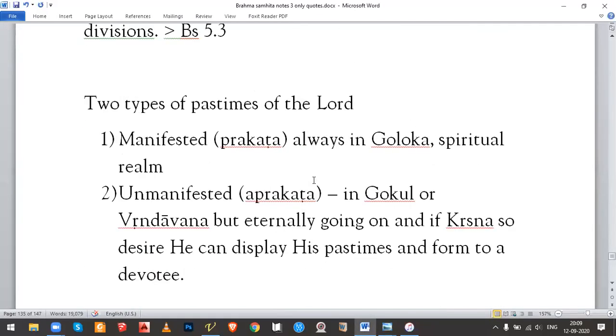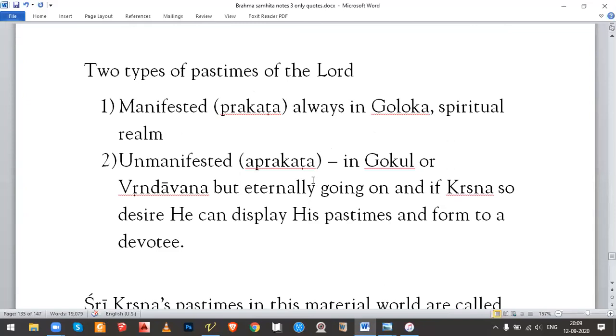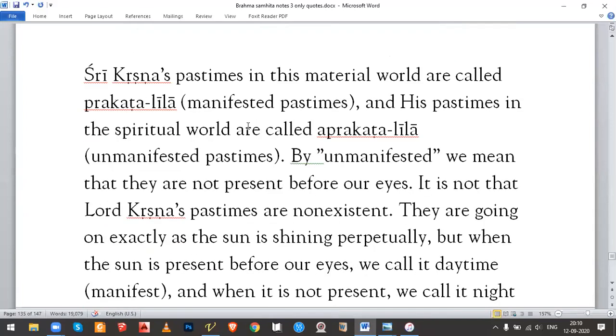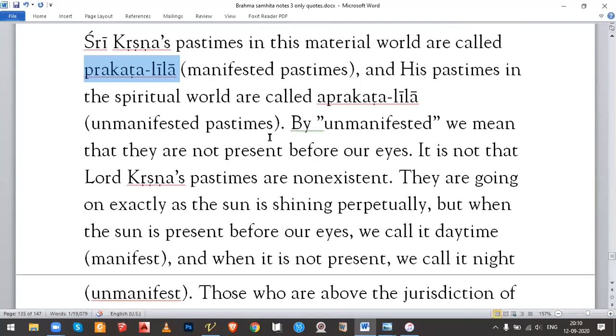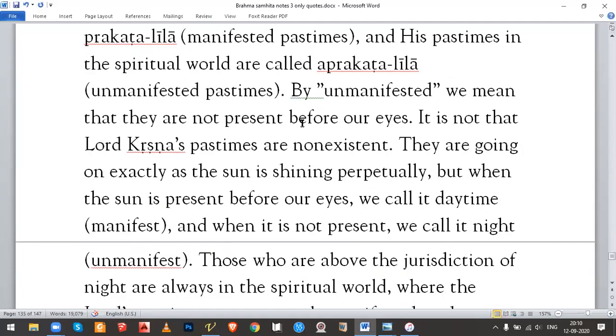Here we understand that there are two kinds of pastimes of the Lord: manifested, or prakata lila, always in Goloka, the spiritual realm, and unmanifested, aprakata lila, in Gokul or Vrindavan, but eternally going on. If Krishna so desires, he can display it. Krishna's pastimes in this material world, Prabhupada said, are called prakata lila because he shows them to us, manifested. His pastimes in the spiritual world are called aprakata lila, unmanifested, because we cannot see them. By unmanifested, Prabhupada explained, we mean that they are not present before our eyes.